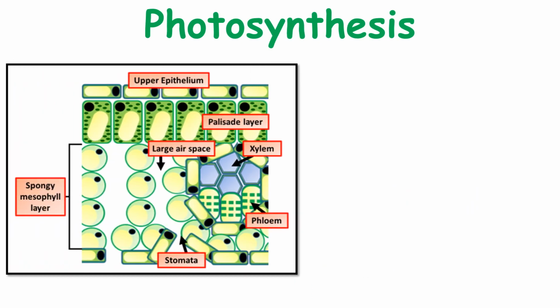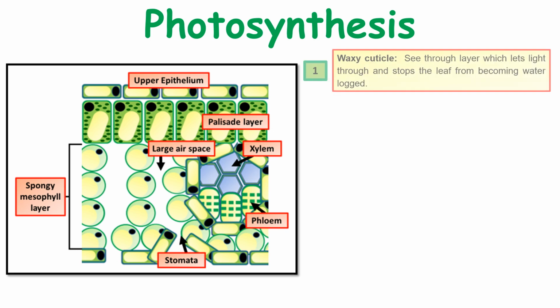So, in lots of questions, they'll ask you about the structure of the plant or the structure of the leaf. It's important that you know the key layers and what each layer does. At the top, we have a waxy cuticle. In terms of photosynthesis, the waxy cuticle is transparent, so it allows light through while still stopping water from entering the leaf from above.